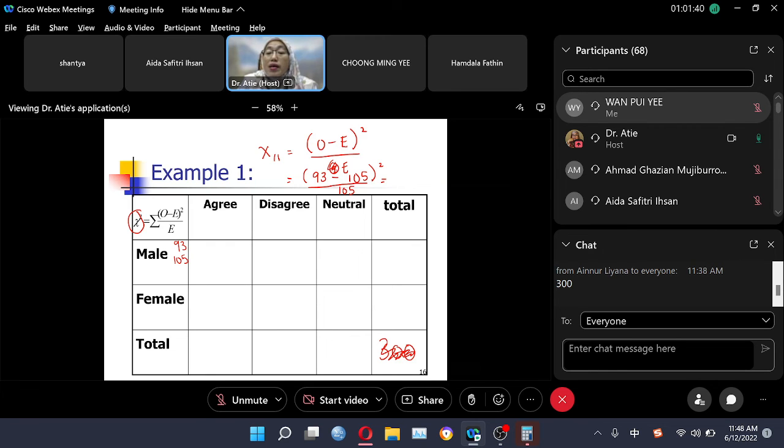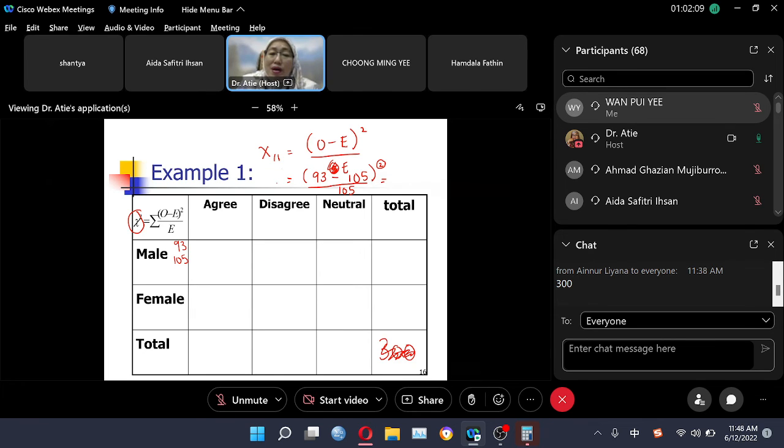Okay, people, your answer cannot be negative. Why? Because even if this number is negative, it needs to be squared, and when you square the number, it will be positive. So during your calculation, if you get a negative number, it means there is something wrong with your calculation and you need to recheck your answer.